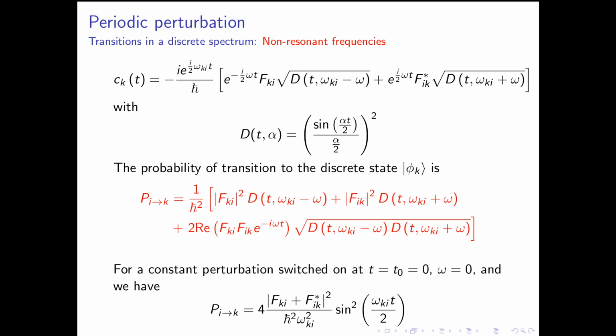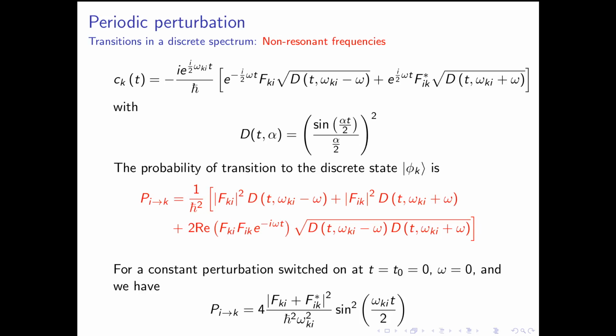And it's easy to see that the probability ultimately works out to be this following expression: p times fki plus f star ik mod square by h cross square omega square ki times sine square omega ki t by 2. So here what happens is that as time goes by, you keep on getting oscillations. The probability of the particle landing up in the state k oscillates, grows to a maximum, then dips to 0 and then keeps on going back and forth between 0 and a maximum value. This kind of oscillation is very familiar in quantum mechanics, and we are going to see more concrete examples of this in specific models that we will consider in the next lecture.